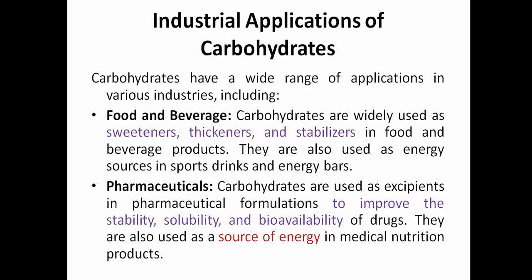Coming to industrial applications, there are a lot of applications where carbohydrates can be used. For example, in the food and beverage industry, they can be used as sweeteners, thickeners and stabilizers. In pharmaceuticals, they can be used to improve the stability and solubility of the drug, and also to improve its bioavailability. What do we mean by bioavailability? The drug has to be retained inside our body for a particular period of time so that the body absorbs it. For example, in the small intestine, where the drug is absorbed, it should be there for a long period of time so that it can serve its purpose.